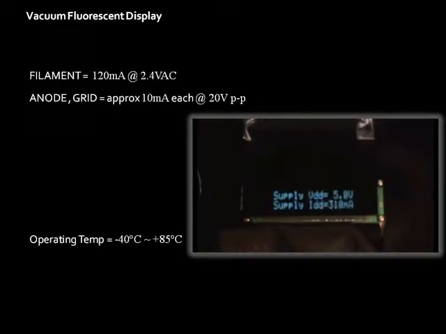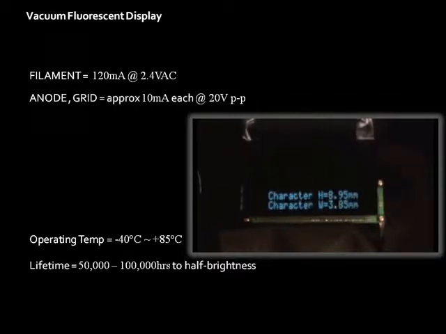The typical lifetime of a vacuum fluorescent display decreases as the size increases, but is typically between 50,000 to 100,000 hours to half brightness. At half brightness, the display may still be usable, but the dim performance will be easily noticed next to a new display.